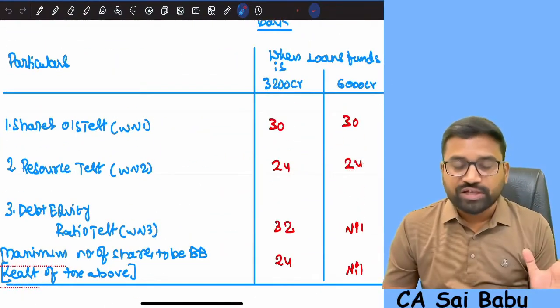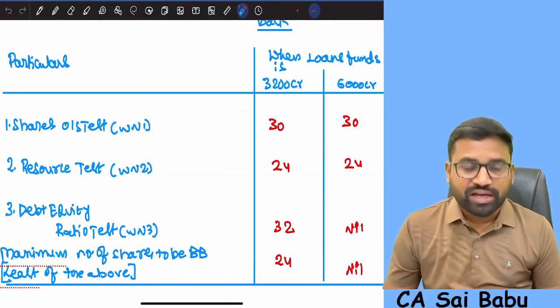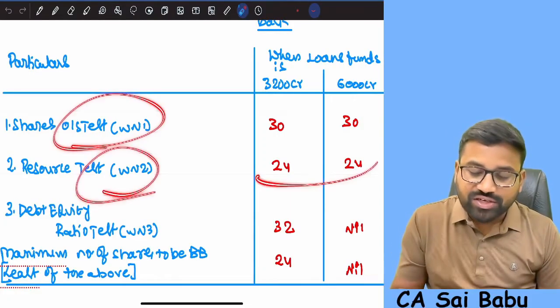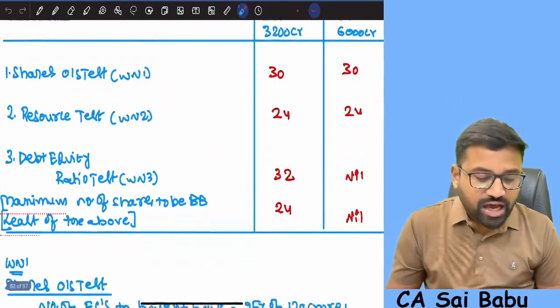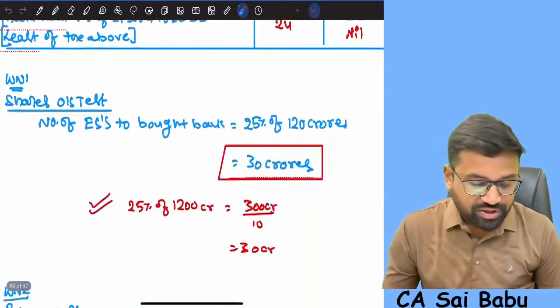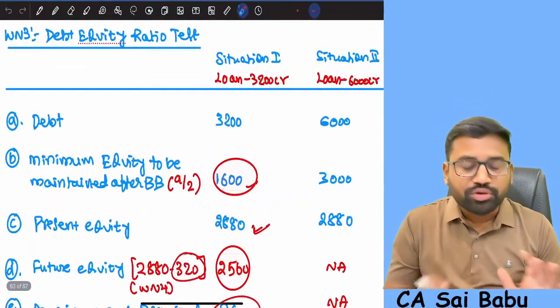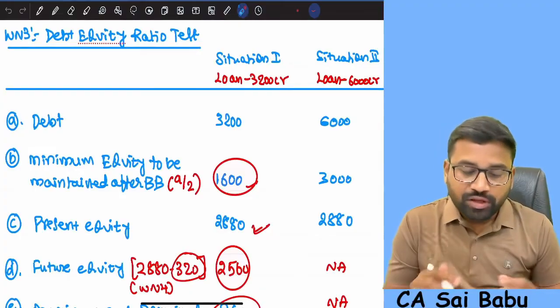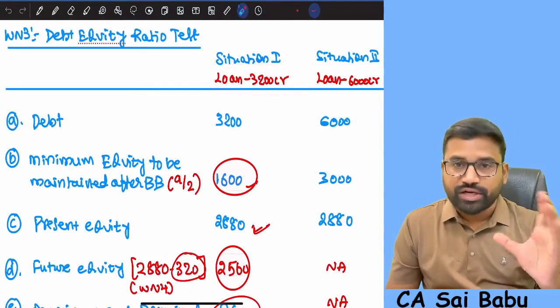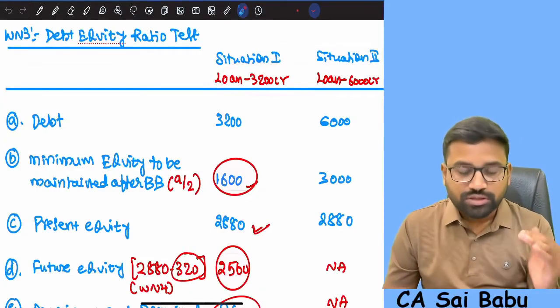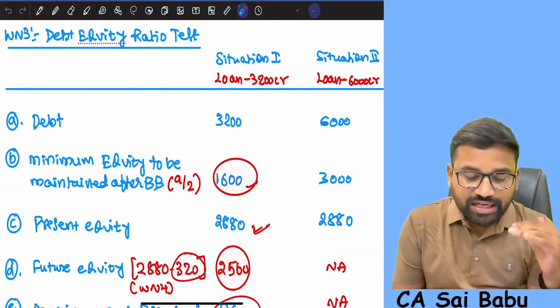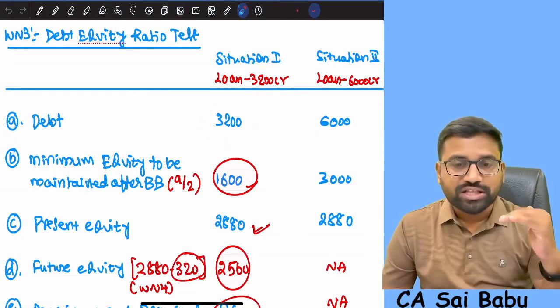Irrespective of your loan fund, sir, the number of shares to be bought back as per outstanding test and resource test will be the same. And the last one is the debt equity ratio test, which is very, very important. Now come to the debt equity ratio test, sir. If your loan funds are 3,200, first, how will it be? See, first, the debt is 3,200, sir. Loan is nothing but debt.